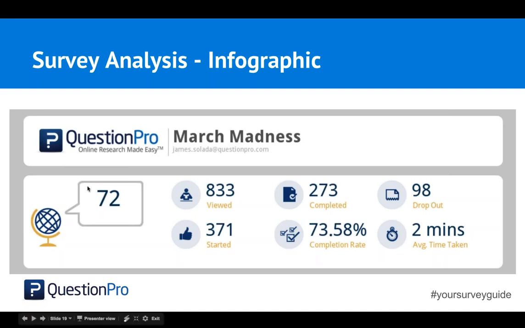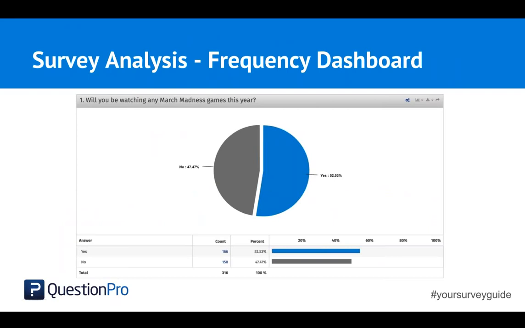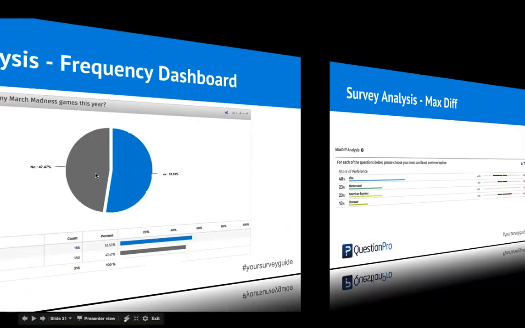Next, we touched on this, a simple frequency dashboard, and this is key because it really presents the information in an easily digestible format. Here, will you be watching March Madness games this year? It's either no or yes, and you can easily see, based on the pie chart, that more people answered yes than no, and you can start to make certain assumptions just based on this simple graph. You can see the different percentages there, along with overall count. So it's a good way, coupled with a dashboard report, to start to make sense of some of the data. And then you can also get into some of the more advanced analysis.